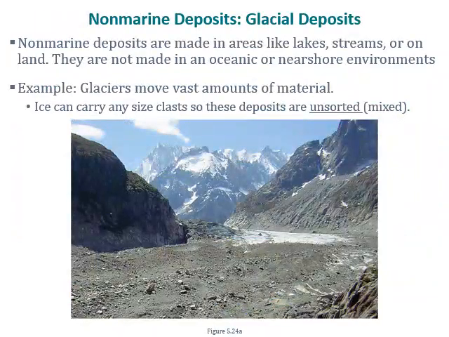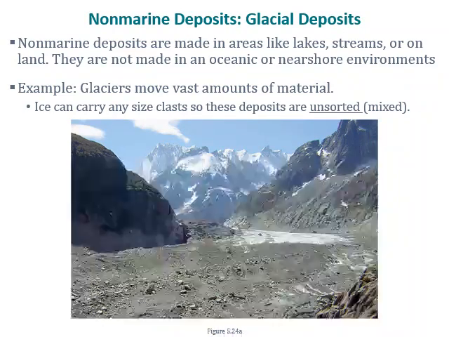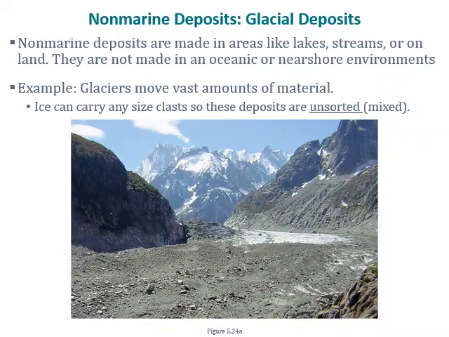We will start in the mountains and go to the sea in discussion of our depositional environments. So first we discuss non-marine deposits, glacial deposits. Non-marine deposits are made in areas like lakes, streams, or on land. They are not made in oceanic or nearshore environments. One example is glacial deposits. Glaciers move large quantities of rock and sediment material as they advance in cold climatic periods.